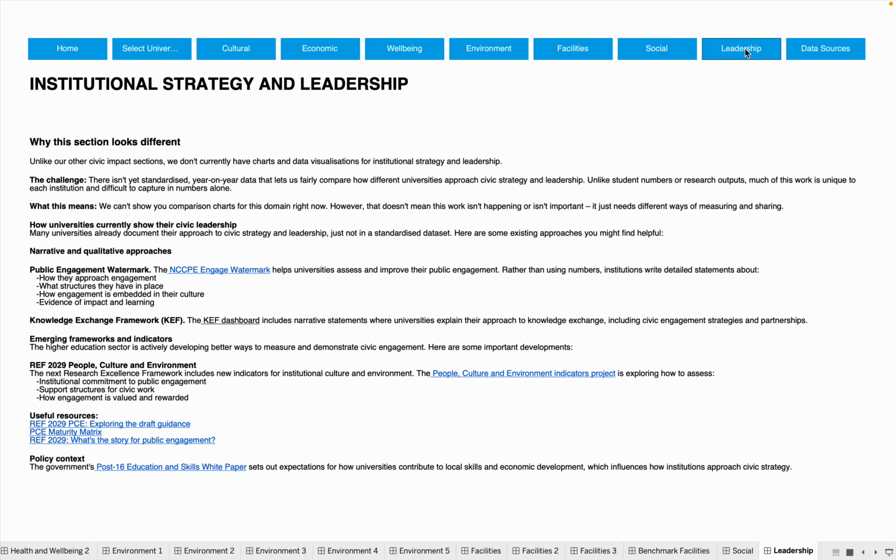Okay, the last domain we have is institutional strategy and leadership. This page is for you to explore and read. It explains why it looks different because it is not in terms of charts and data visualizations. There's some really detailed information here regarding things that can help you, tools that you can use, and sources you can go to regarding this domain to analyze your university and maybe have a look at best practices and what's happening.